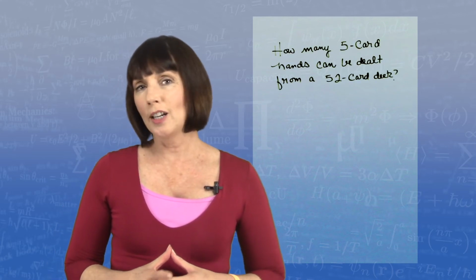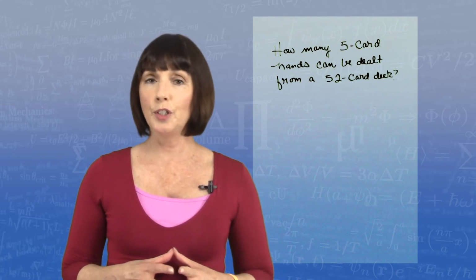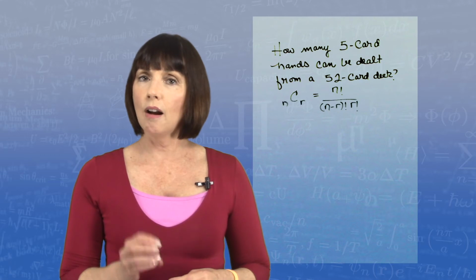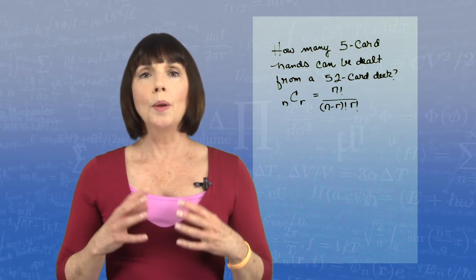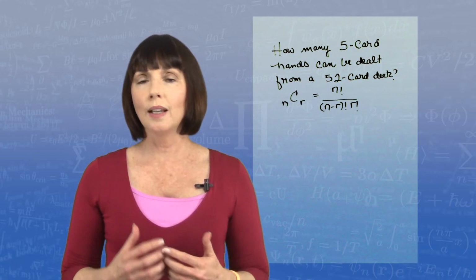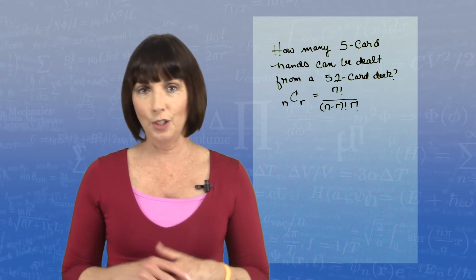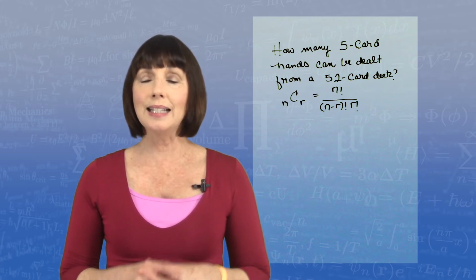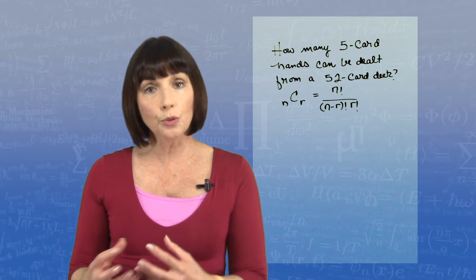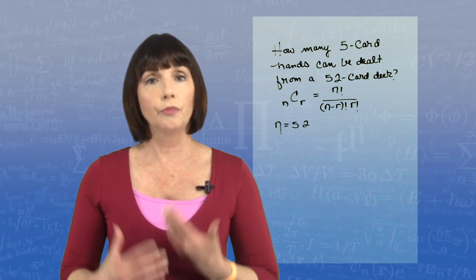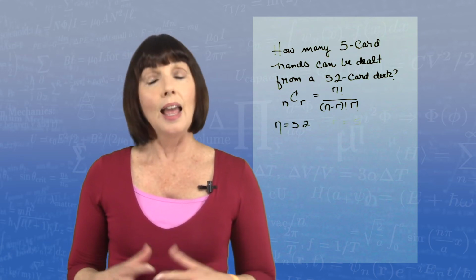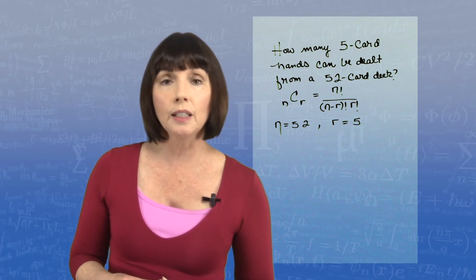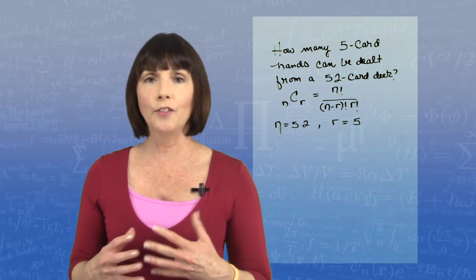Let's do another example. How many 5-card hands can be dealt from a standard 52-card deck? Now these are combinations because what matters is the cards you hold, not the order in which they're dealt to you. So in this case, N, the number of things we're choosing from, is 52. 52 cards total in the deck. And R, the number of things we're choosing, is 5. We're dealing a 5-card hand.